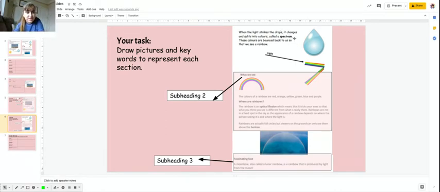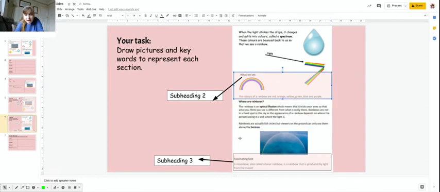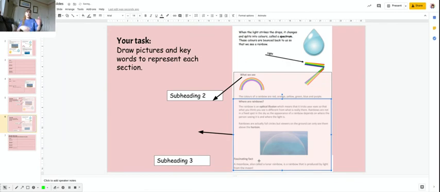But this is in bold just because it's a keyword, okay? It's in our glossary. Subheading two is what we see, if you can see there. And then this is all in subheading two, so this is all the information that you need to write about. So you'll do your keywords and some little pictures to help you remember what's in what part. Subheading two takes you up to there. And then where are rainbows is actually our third subheading. So subheading two is quite short. And then we have the fascinating fact within our subheading three.